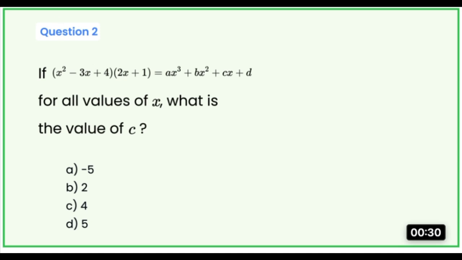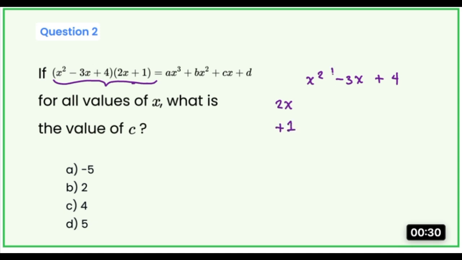I hope you have an answer. So now I'm going to show you how to solve this problem. This one here means that we need to multiply the first expression by the second expression. And we're only looking for the value of c. The first expression is x squared minus 3x plus 4. Make sure that you copy each expression correctly. And then we have 2x plus 1.